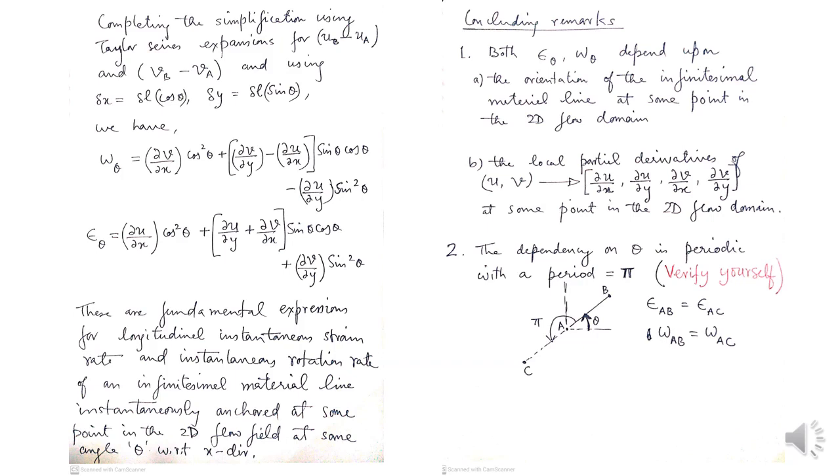The importance of the point is that wherever you choose that point to lie, the 4 partial derivatives you need to consider are those at that point. And then once you are anchored at some point in the 2D flow field, you can choose the infinitesimal material line to be at any angle from 0 to 2 pi. Any angle you can choose. So depending on the angle and the anchor point, you will get the answers for rotation rates and strain rates.